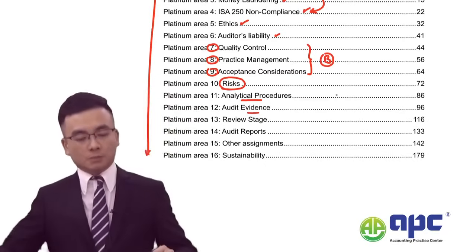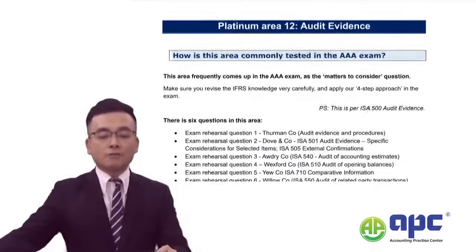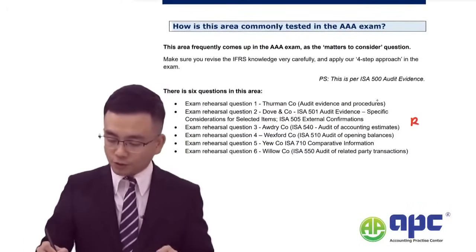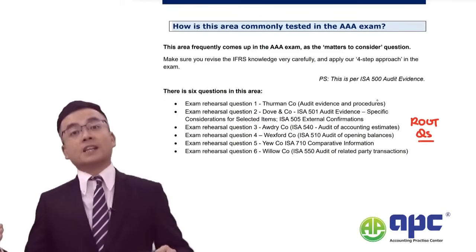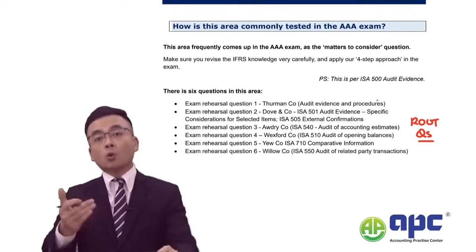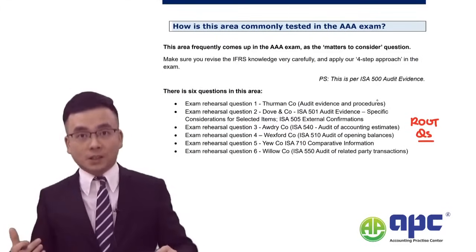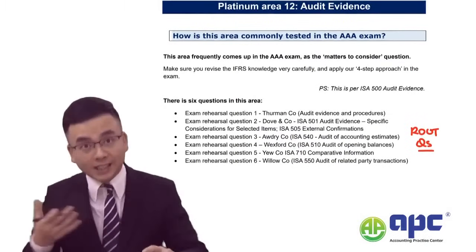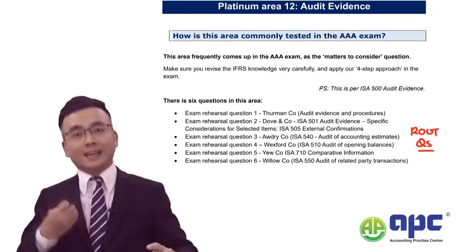Analytical procedures are sometimes tested in Section A, which means Question 1, and the audit evidence in Platinum Area number 12. In Platinum Area number 12, I've included, I would say, 6 root questions that the examining team of AAA surely based the exam question on one of these. These are from past exam questions, and I will tell you exactly how to dig into them, and I will show you my answer as well.